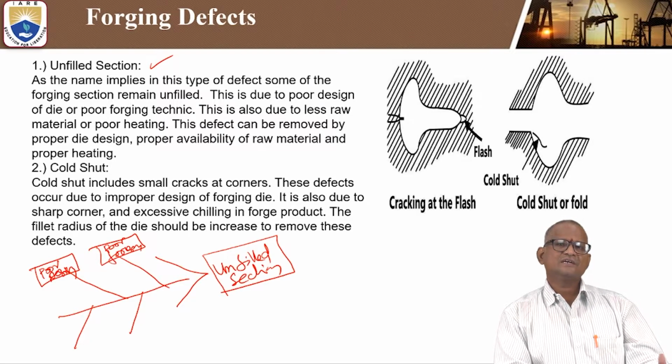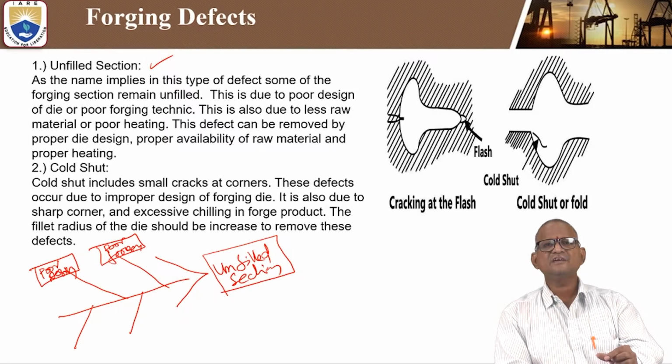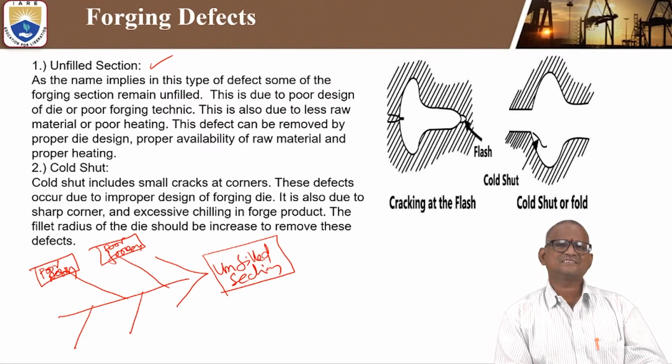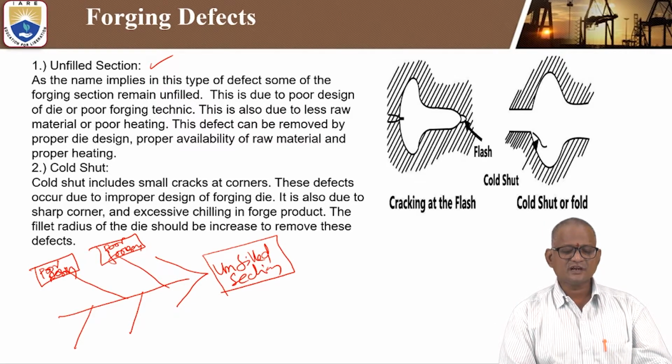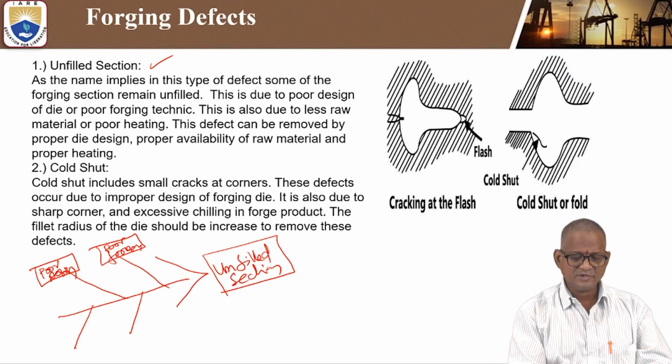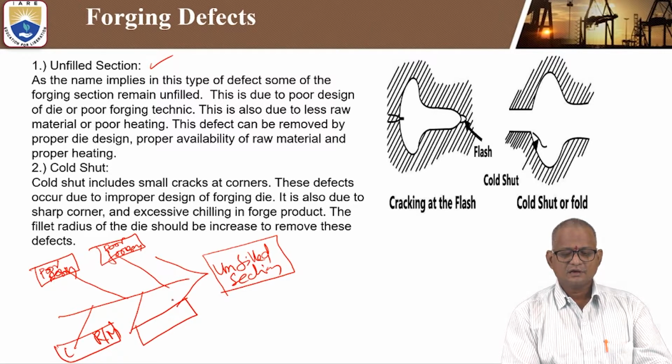In open die forging, the workpiece can be kept effectively in order to change its cross-section shape and size. And this is also due to less raw material or poor heating. Another important thing is raw material: less raw material. And another thing is temperature: poor heating.